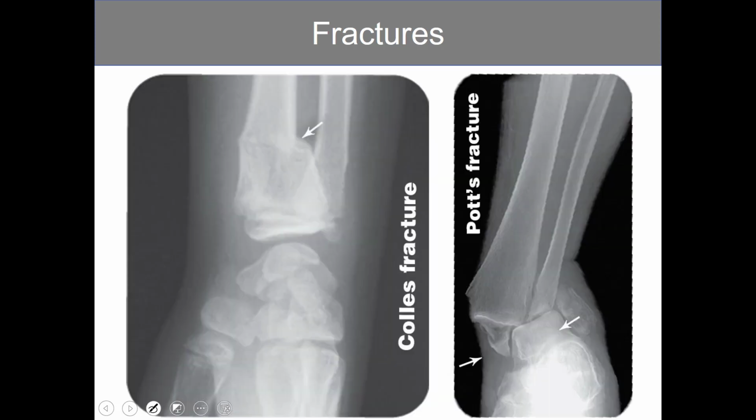The last two include Colles fractures. Colles fractures are breaks in the distal portion of the radius. This is very typical if you consider an individual falling and then throwing their arm out to try to catch their fall, breaking the distal radius and getting a Colles fracture.